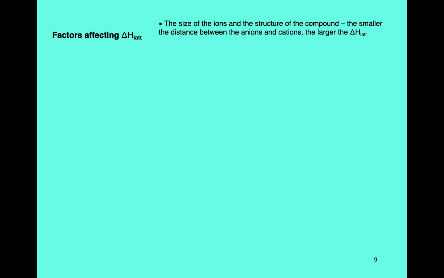So, what's going to make a lattice strong? Obviously the size of the ions. The structure of the compound, crystal structure, is something we don't really get into too much, but the size of the ions is important. If we can get the ions closer together, then the electrostatic force of attraction between them is stronger. So the smaller the ions, the larger the delta H lat, keeping all other variables constant. Small ions means small ionic radius, so the centers of the charge can be closer.